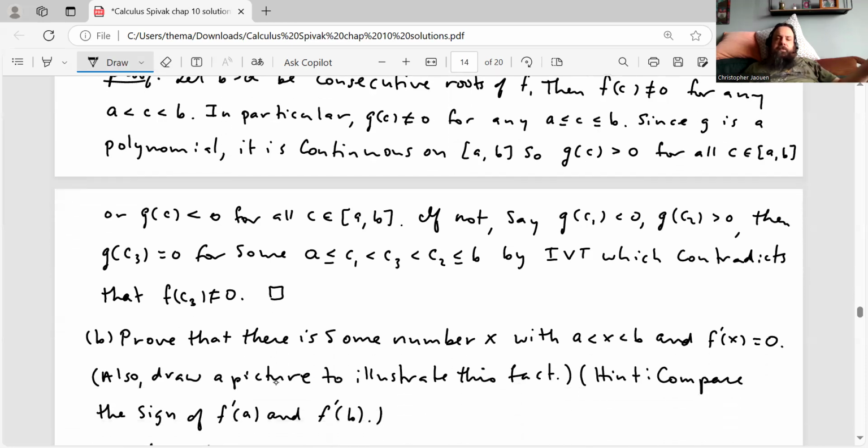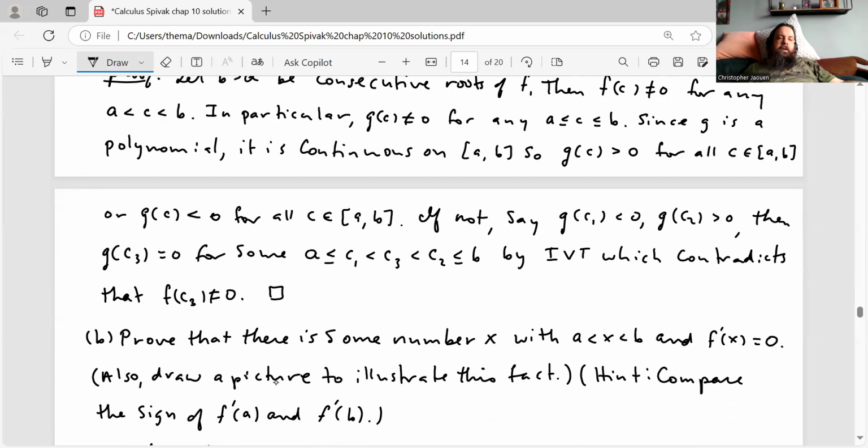If not, for example, say g of c1 is less than 0, g of c2 greater than 0, then g of c3 would be 0 for some c3 between, for a less than or equal to c1 less than c3 less than c2 less than or equal to b, by the intermediate value theorem, which contradicts that f of c3 is not 0.